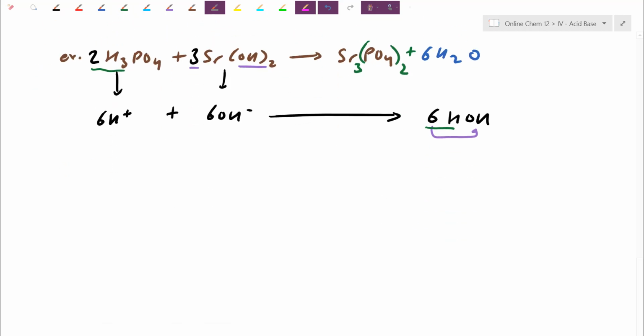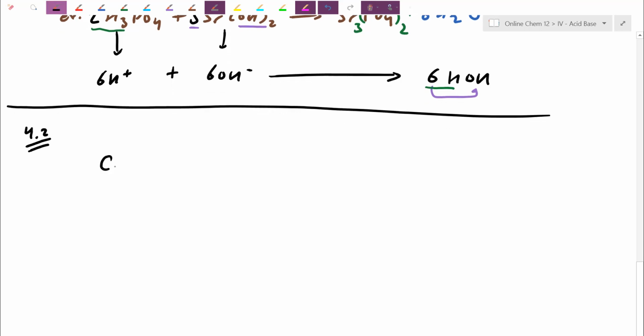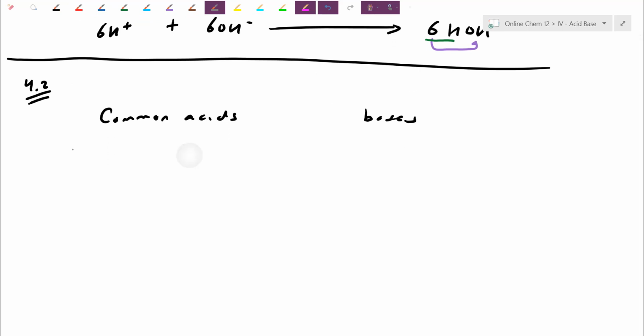That's section 1, a really short section. Section 4.2 is also similarly short. They just want to introduce to you some common acids and bases, some things that we might see in everyday life. I already mentioned to you that hydrochloric acid is what our stomachs use to digest food. So that's going to be HCl.